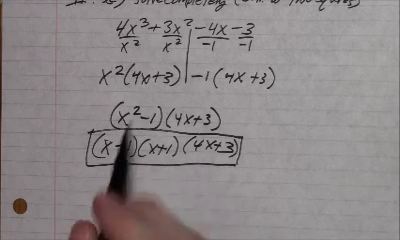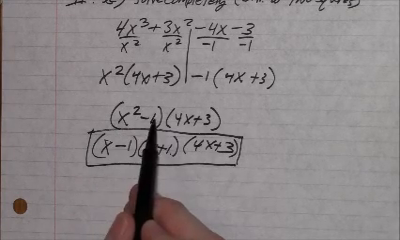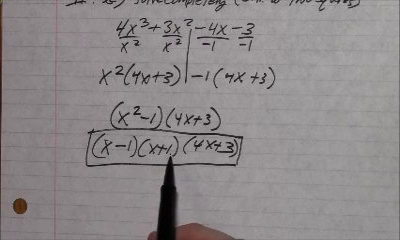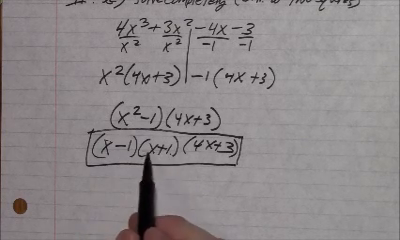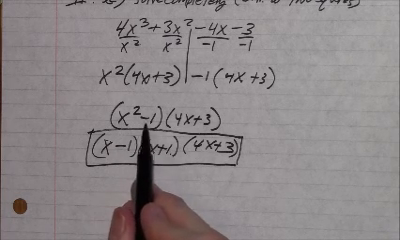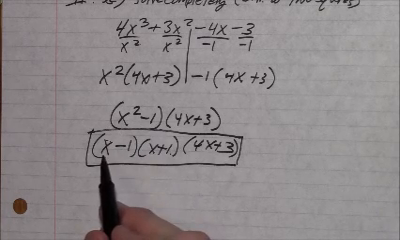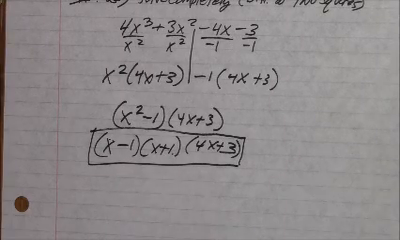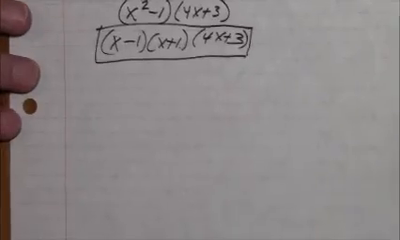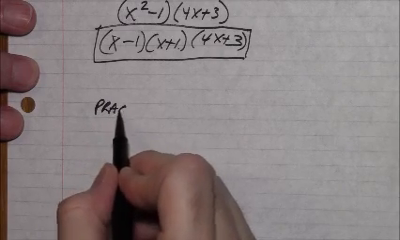X squared minus 1 must be this. If it was x squared minus 4, it would have to be x minus 2 and x plus 2. If it was x squared minus 5, I'd have to see x minus 5 and x plus 5. If it was x squared minus 81, I should be seeing x minus 9 and x plus 9. It wouldn't matter which is plus and which is minus. Okay, now practice one of these.